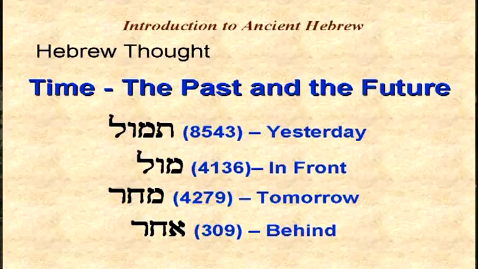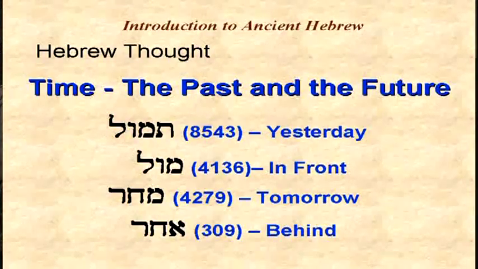It comes from the root mul, which means to be in front of you. The word for tomorrow is macher. Macher is tomorrow. It comes from the root achar, which means to be behind you. So in Hebrew thought, the past is in front of you, the future is behind you.